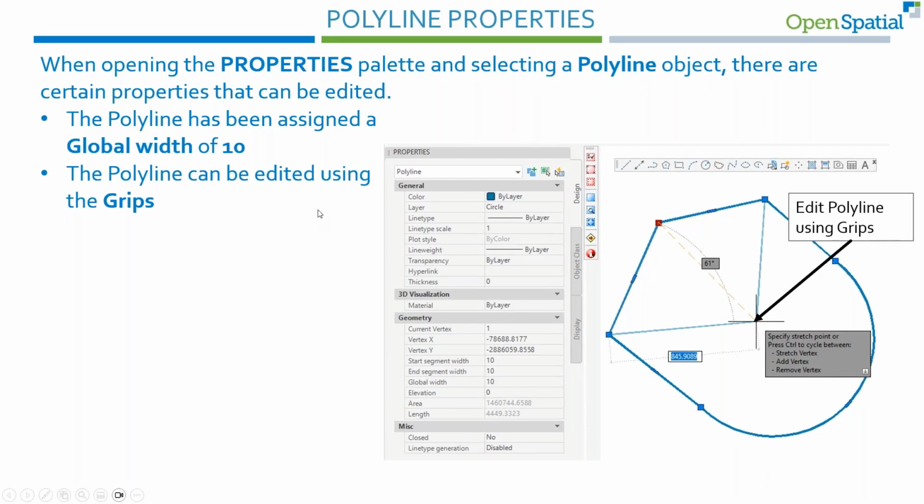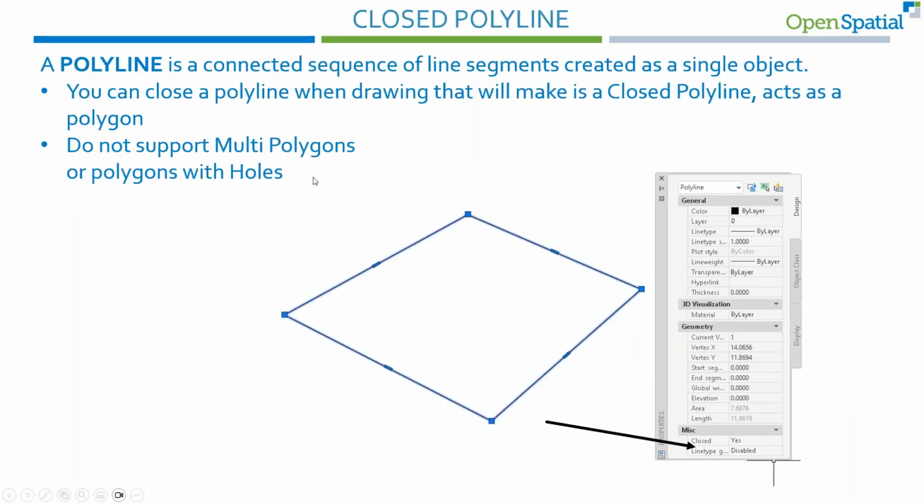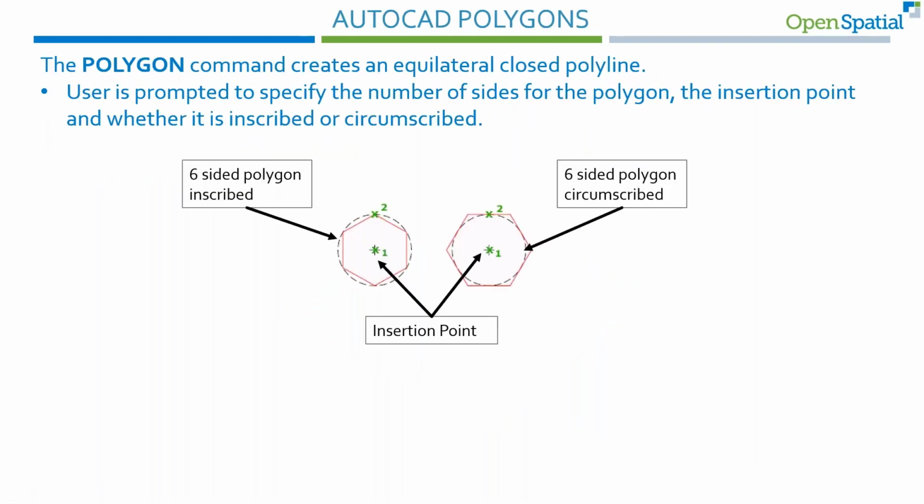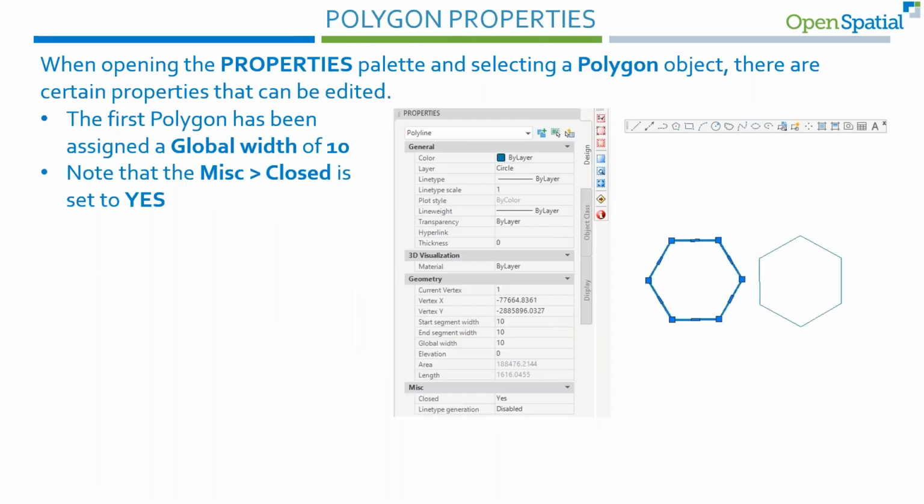Polyline edit using the grips. We've had a look at that. The cycle, closed polyline, does not support multi-polygons or polygons with holes. So what we will do is we'll actually go and look at that. So we've looked at the AutoCAD polygons with that.